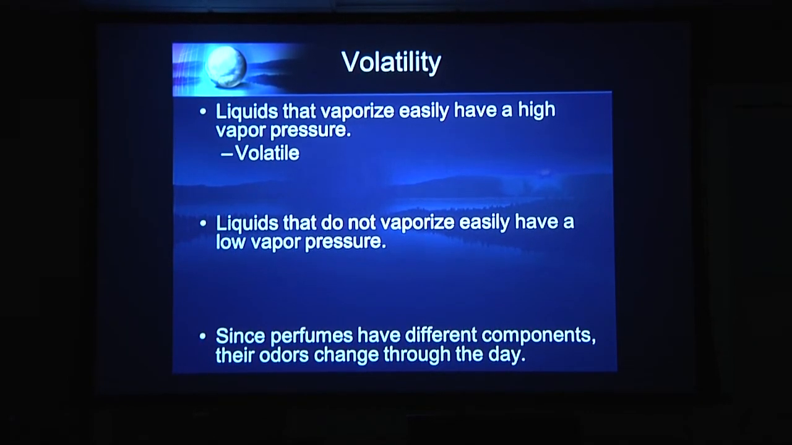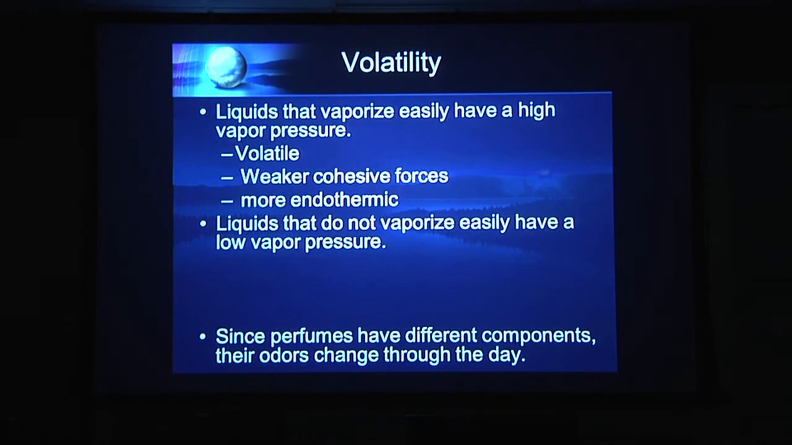So we say liquids that vaporize easily have a high vapor pressure, we call them volatile, which means they have weaker cohesive forces. And this last statement, more endothermic, we really haven't talked about exothermic and endothermic things, but phase changes can be considered exothermic or endothermic. If something evaporates really quickly, it absorbs energy from the environment really quickly, and the liquid feels really cool. Energy is being sucked into that to do the phase change. When energy goes into something to do a phase change, it's called an endothermic phase change. So things that are very volatile are more endothermic.